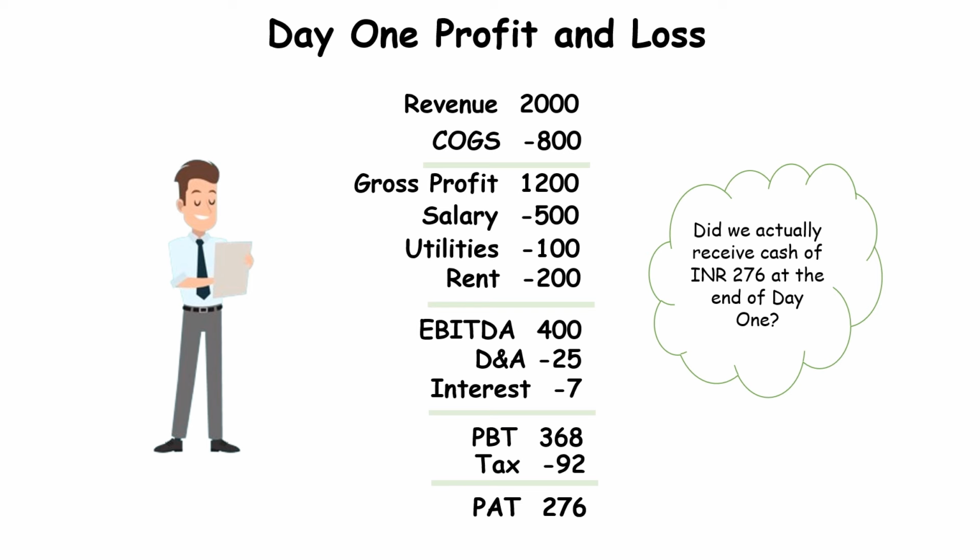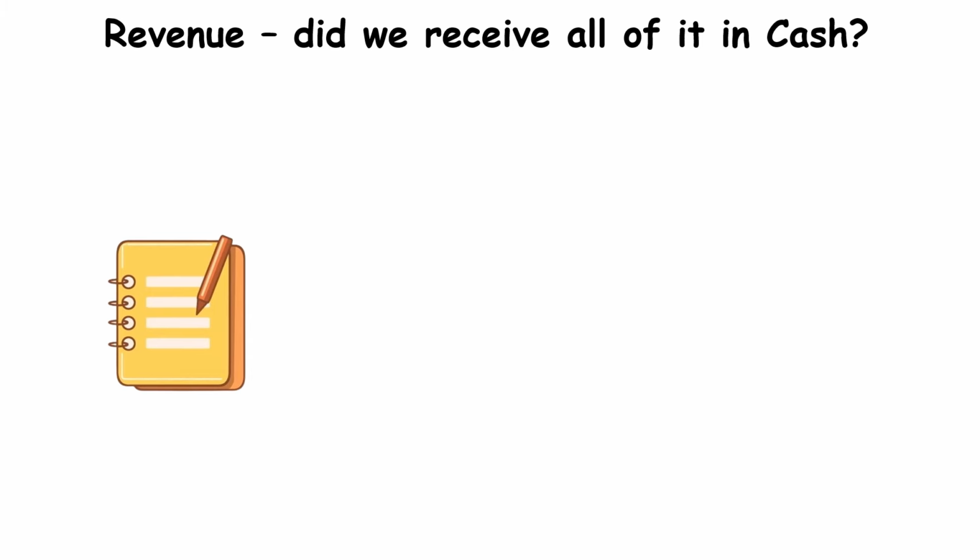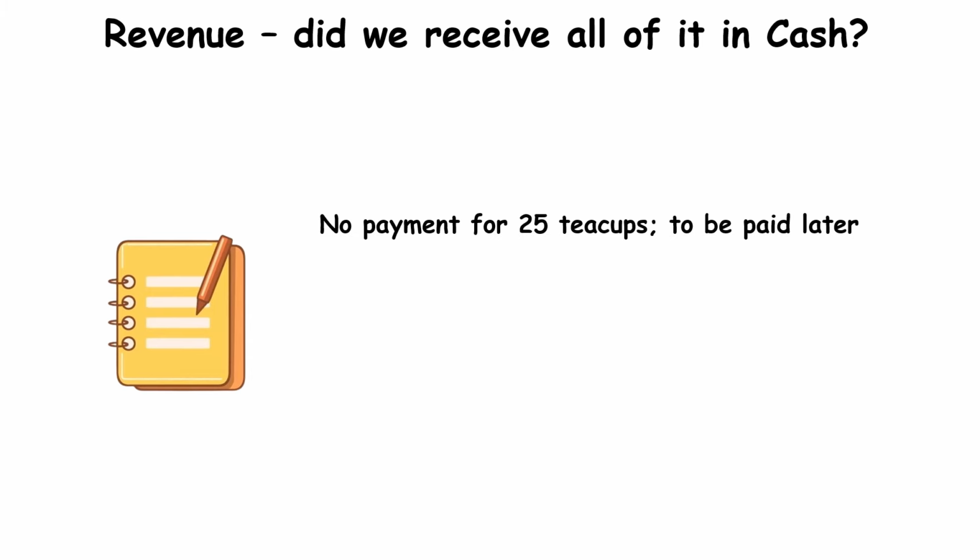So let's get started. We received revenue of 2000 rupees, but did we receive all of it in cash? If you go back and open your notebook, you would notice that there was no payment for 25 teacups. The customers, who were your friends, told you that they will pay later because they did not have cash. So that 25 teacups revenue was to be paid later. Basically, you would be receiving 250 rupees later.